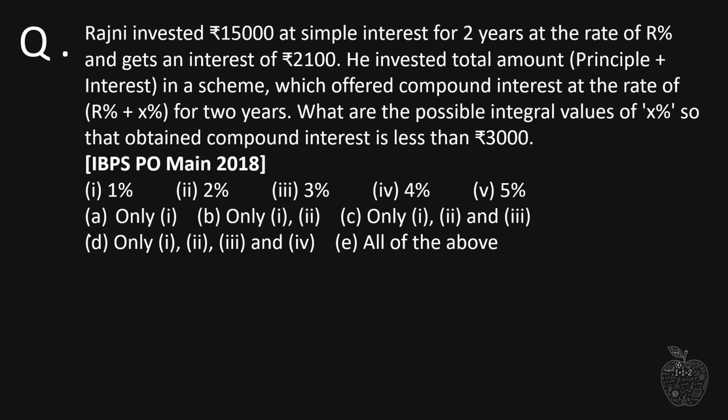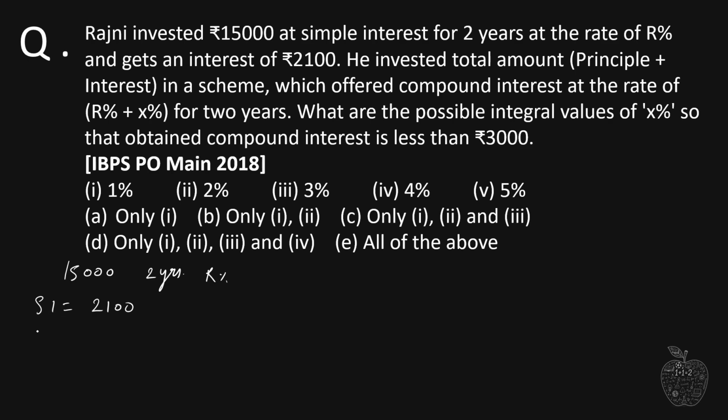Rajni invested 15,000 at simple interest for 2 years at a rate of R%, and gets a simple interest of 2100. So from this information we can calculate the rate of interest.